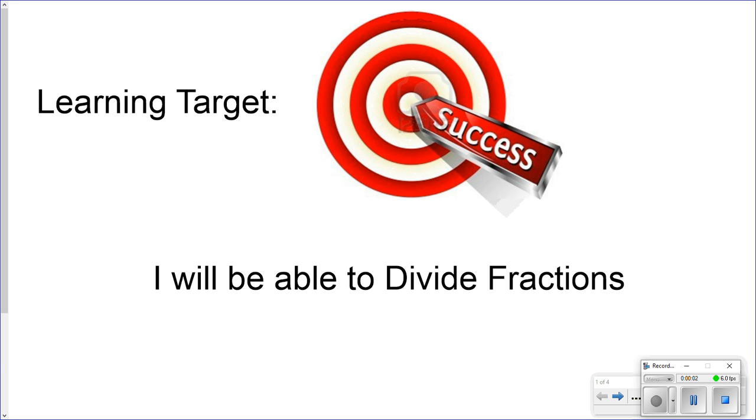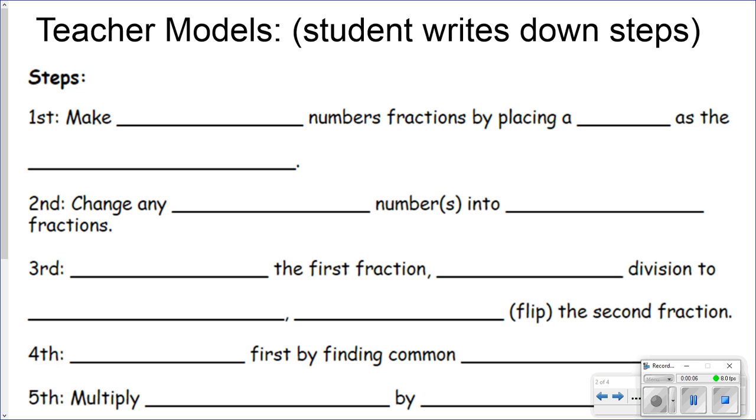Our learning target today, I will be able to divide fractions. Here are the steps in order to divide fractions. First, we will make whole numbers fractions by placing a 1 as the denominator.